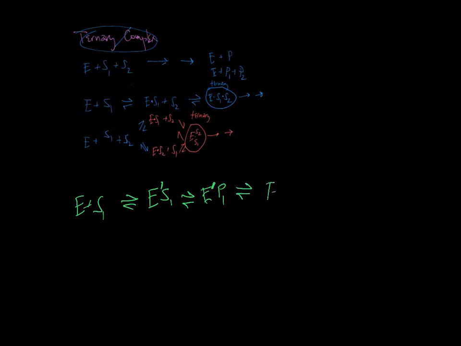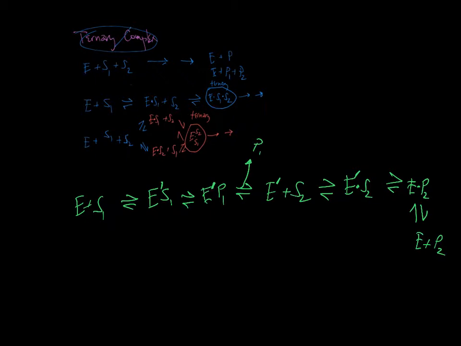So then we get the E prime. Of course, product 1 leaves. Plus S2, it has to bind. So now we have E prime S2, E P2, and then, whoops, I ran out of room, but then the second product leaves, and you get your original enzyme back. And so that's why there's usually a lot of steps.